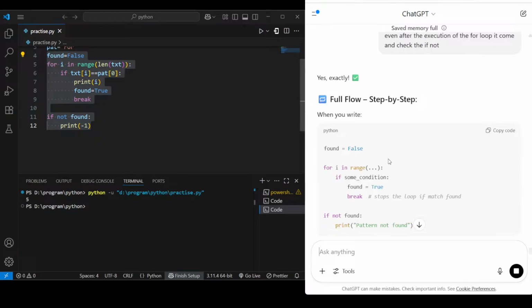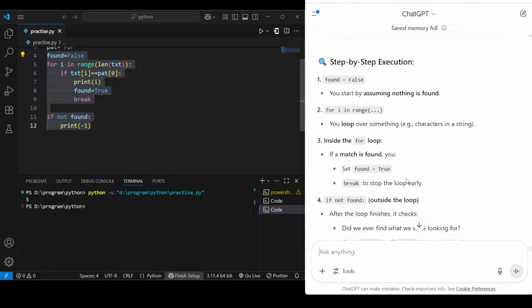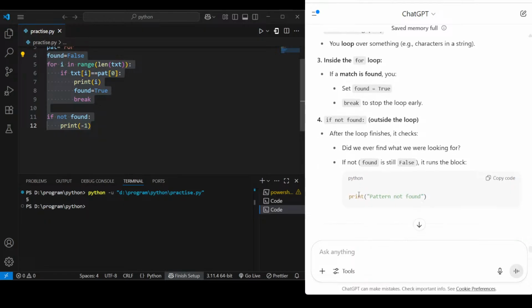Full flow, step by step execution. So step by step, found equal to false. You start by assuming nothing is found. For loop over each character is necessary. Inside the for, if a match is found, you set found equal to true. Break to stop the loop. If not found outside the loop, after the loop finishes, it checks did we ever find what we are looking for. If not found is still false, it runs the block.